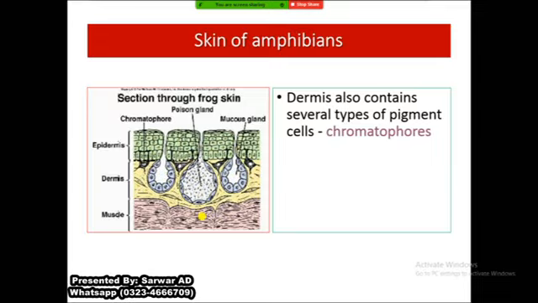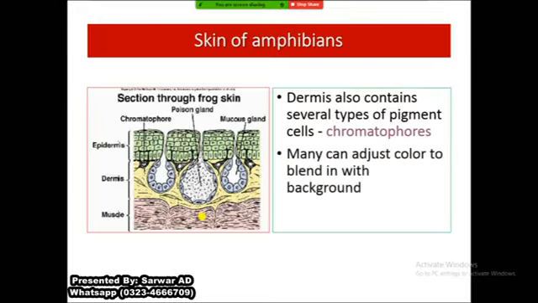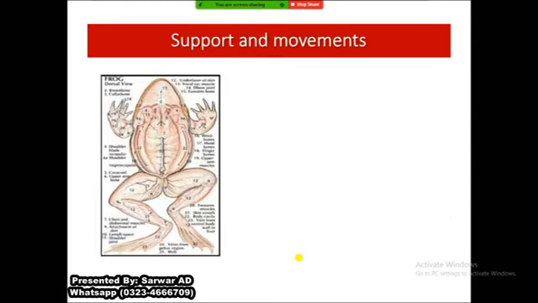The dermis also contains several types of pigment cells called chromatophores. Chromatophores are the cells which give characteristic color or which are helpful to change or adjust the color of the body, which makes them blend into their background or environment where they are living, and it is a helpful strategy to avoid potential predators.